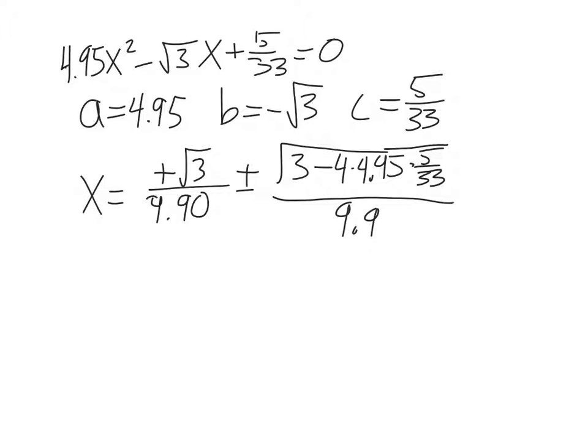So this is really x equals the square root of 3 over 9.90. And that's 0 for that whole second part.